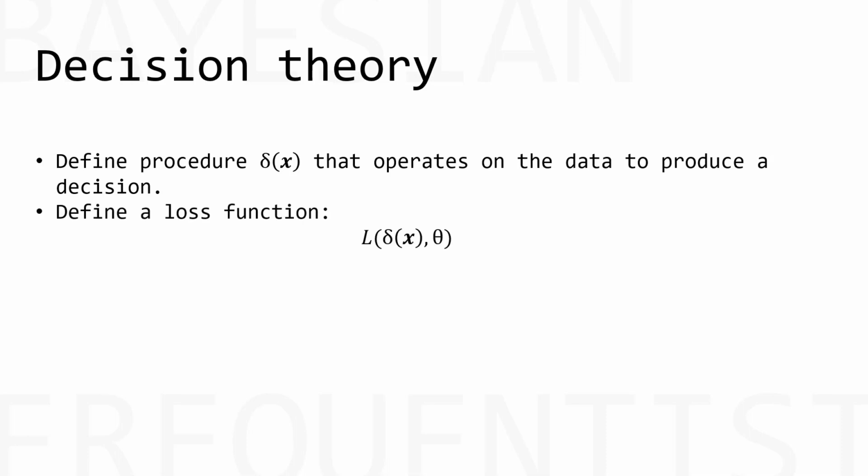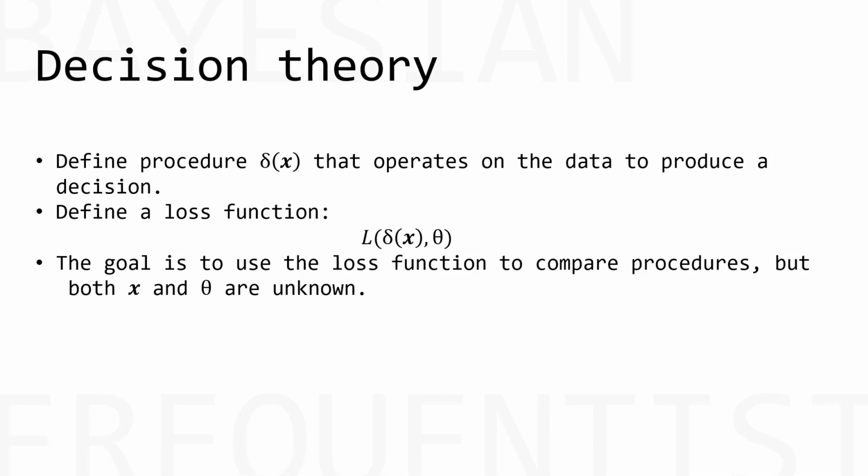Then we define a loss function. Our loss function tells us basically how bad we feel when our procedure delta of x deviates from the true value of theta. So we want our loss function to get as small values as possible. Then the goal is to use the loss function to compare different procedures, delta 1, delta 2, delta 3, and so on. So linear regression, support vector machines, and so on. We want to know which method, or which procedure, is the best.